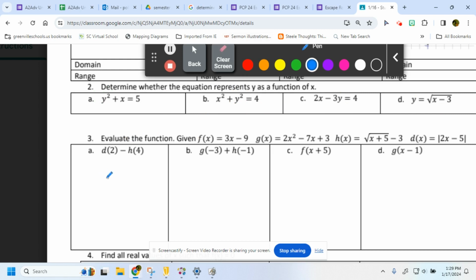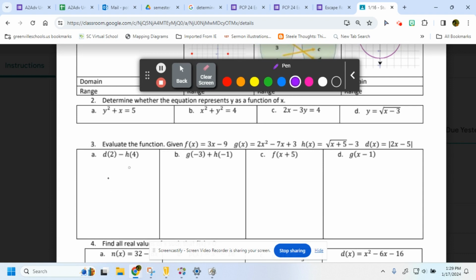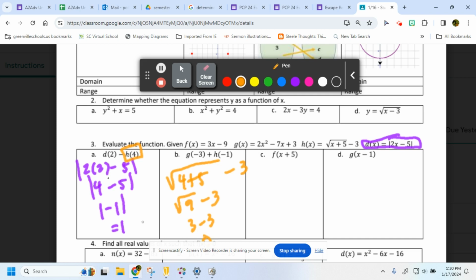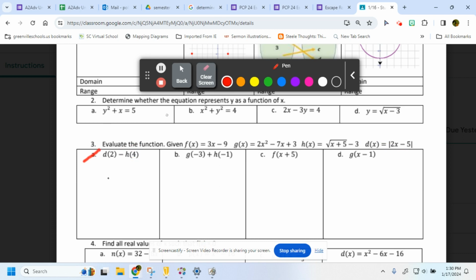Evaluate. So here you're gonna just plug in. So d of 2, you're gonna plug in 2 here. 2 minus 5, absolute value of that one is 4 minus 5, which should be absolute value of negative 1, which is going to be 1, right? But you're going to subtract it with h of 4 right here. H of 4, h is square root of 4 plus 5 minus 3. That will be square root of 9 minus 3, which is 3 minus 3, which will be 0. So it will be now 1 minus 0. So the answer is just 1. Okay. So that's only for letter A.